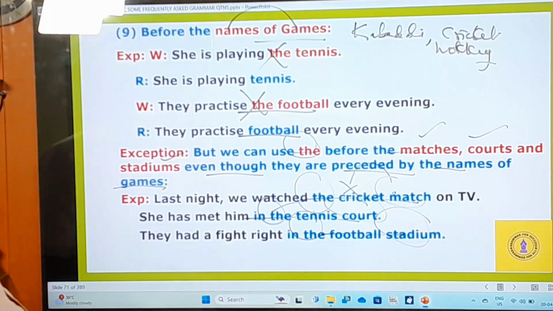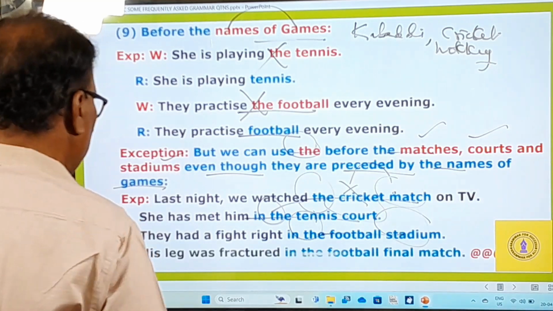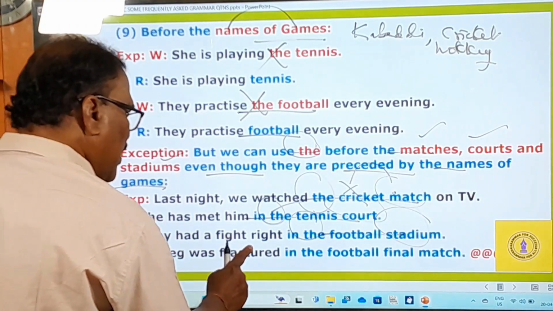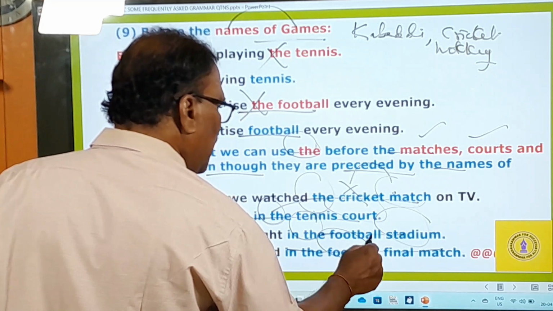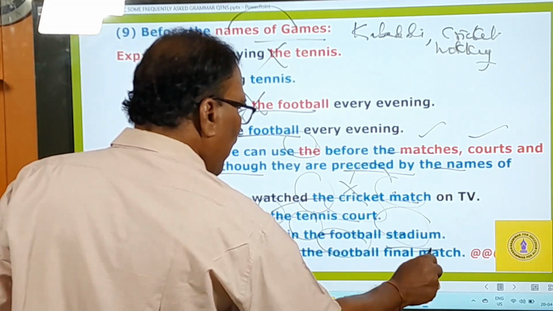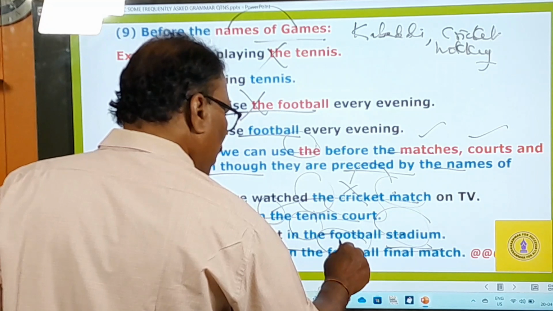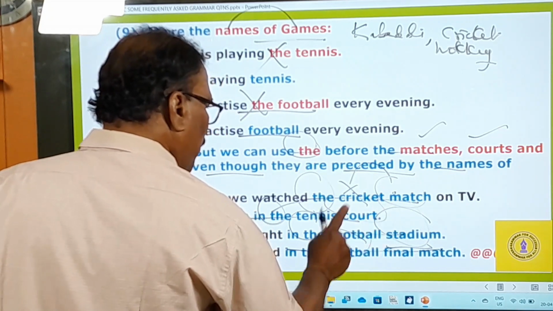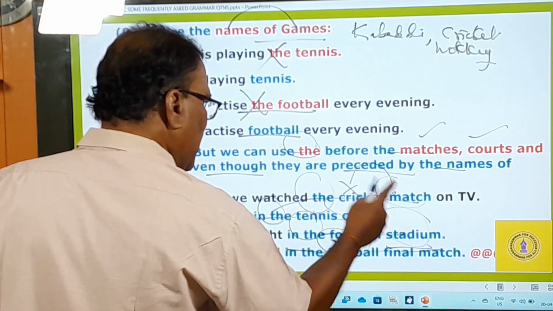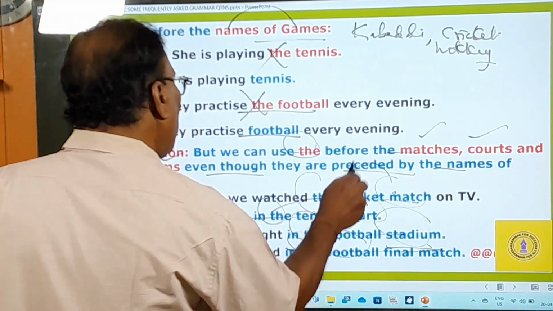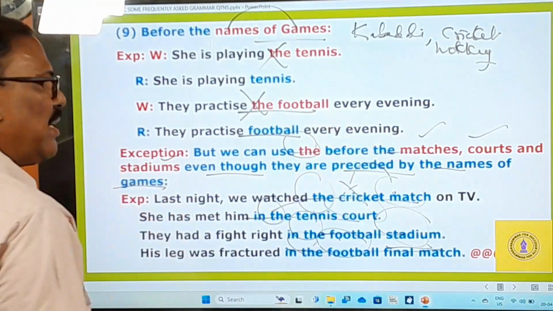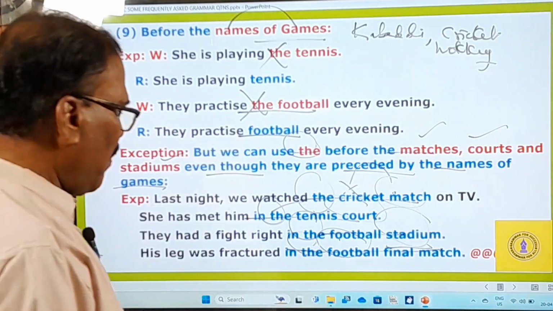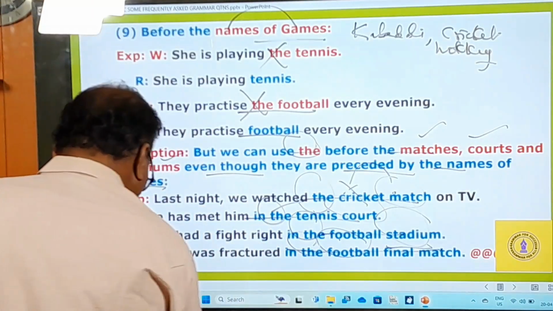So now, one more example. His leg was fractured in the football final match. Here you are not talking about simply football. You are talking about the final match of football. You are talking about the stadium of football, the court of tennis, the match of cricket. So that's why you can use them. But simply before the names of games, you should not use any article. So keep this rule in your mind. And now let's move on to learn the next rule.